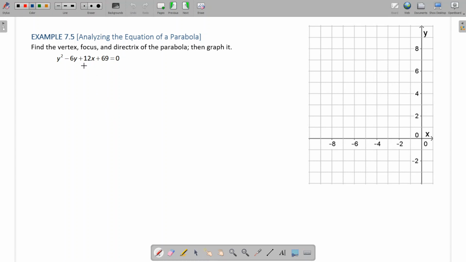Just like the previous one, we want to move everything that doesn't have a y over to the right-hand side. So this will give us y squared minus 6y plus a blank equals -12x minus 69 plus a blank. Again, we figure out what we add by doing b over 2 squared, and 6 is the b value on this one. So it'll be 6 over 2 squared, that's 3 squared. So we're adding 9 on both sides.